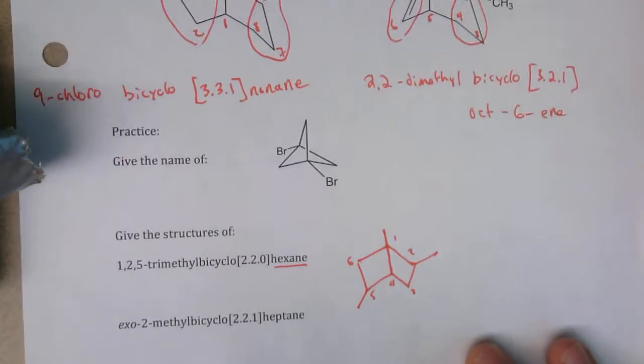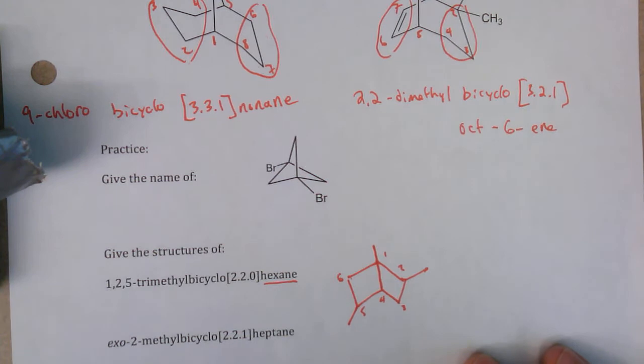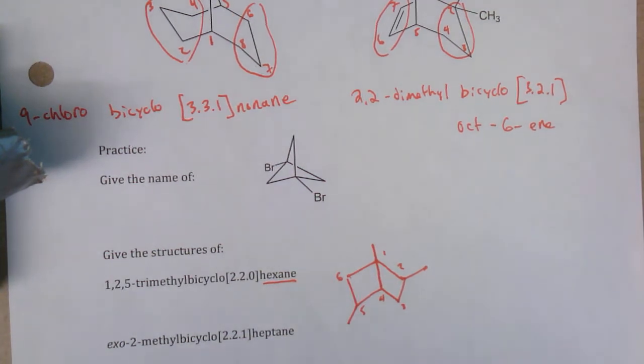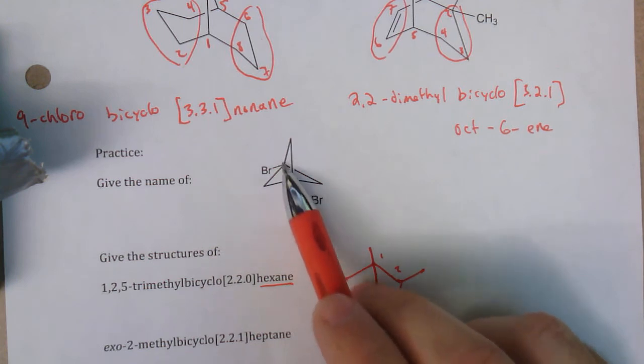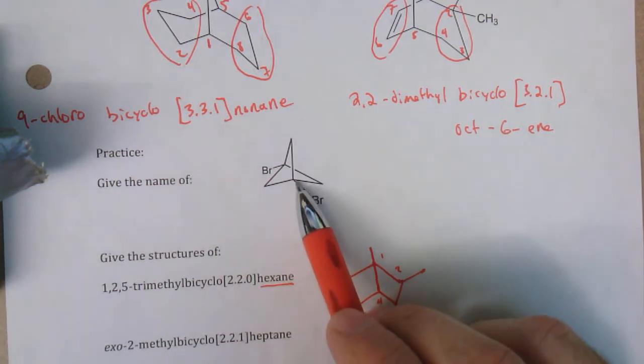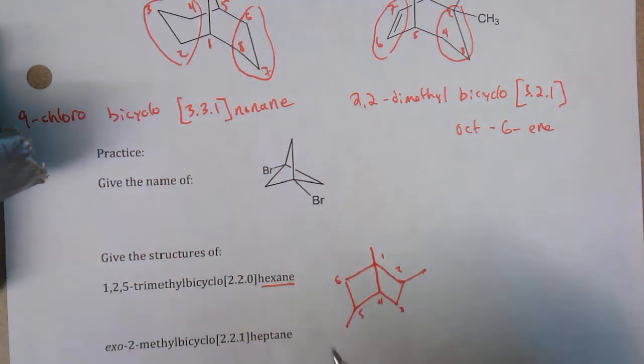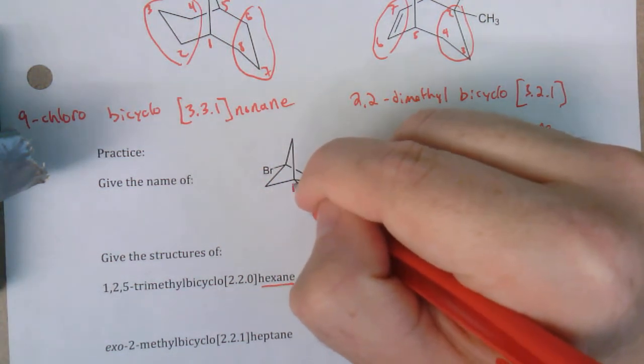Okay, now let's do this next one. Let's give the name of this guy as well. I need to find my bridgehead carbons, so they're right here. In this case, because of the symmetry of the molecule, it doesn't really matter which one of these I make carbon 1. So I'll just pick this one as carbon 1.